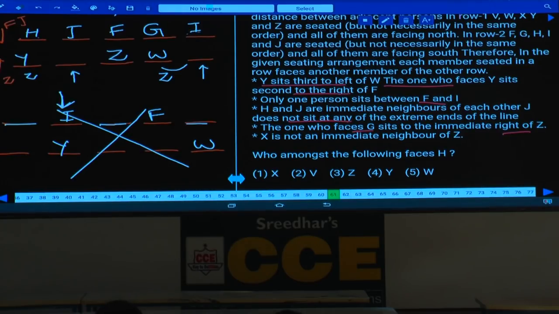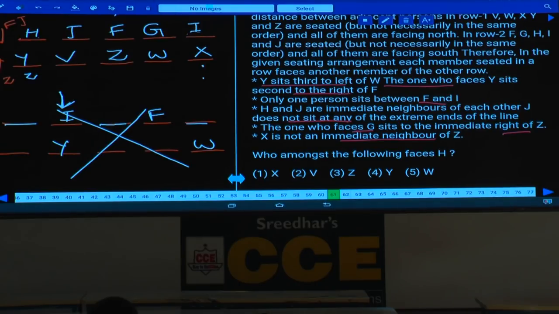Done with this? And X is not an immediate neighbor of Z. As X is not an immediate neighbor of Z, X cannot be opposite to J. As X cannot be opposite to J, tell me where should this X be? X must be opposite to I. If X is here, then who is the person left over? V is the person left over. Now this is how these 10 persons are seated in 2 different rows, 5 persons in each row. Then who among the following faces H? Tell me who is facing H?